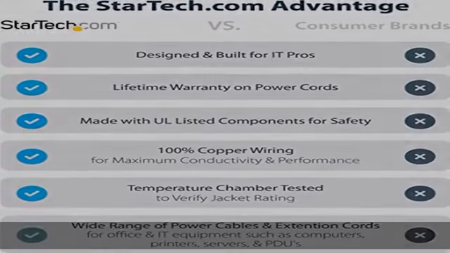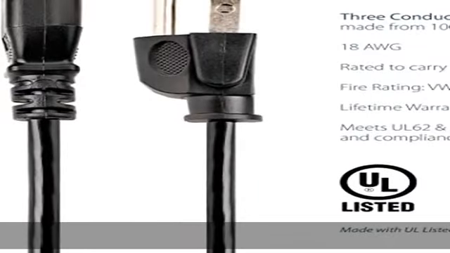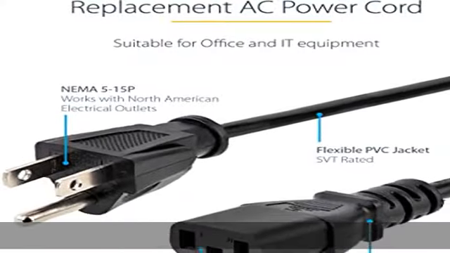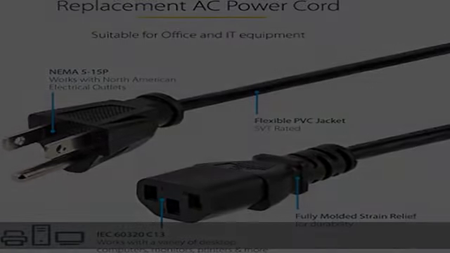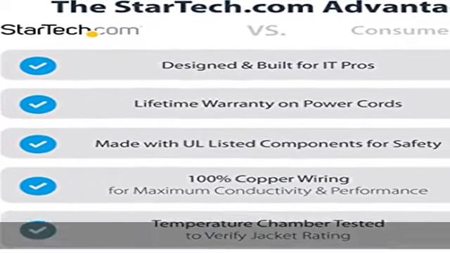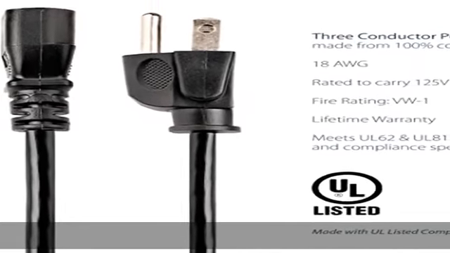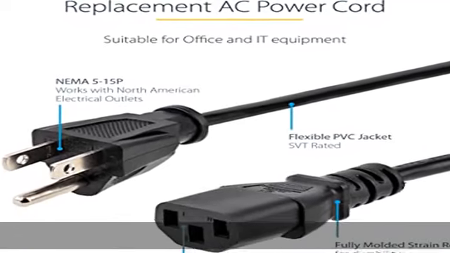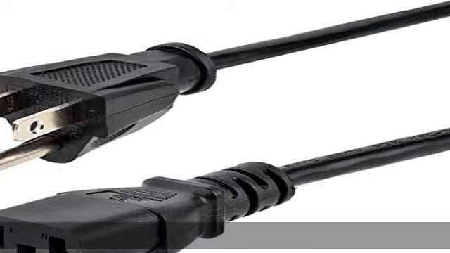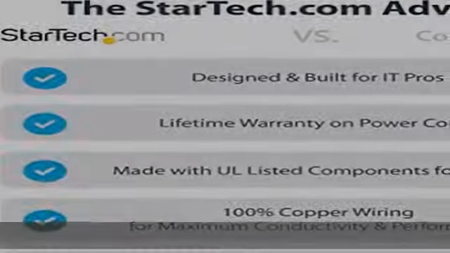3-conductor power cable made from 100% copper wire. Fire rating, VW-1 specs. 20 feet, 6 meters power cable, NEMA 5-15P to IEC 60320 C13, 18 AWG, 125V, 10A max. Jacket rating SVT, jacket material PVC, color black. Temperature range, 37 degrees Fahrenheit to 140 degrees Fahrenheit, 3 degrees Celsius to 60 degrees Celsius. Cable outer diameter, 0.25 in, 6.3 millimeters.